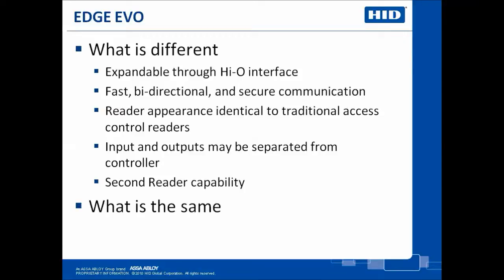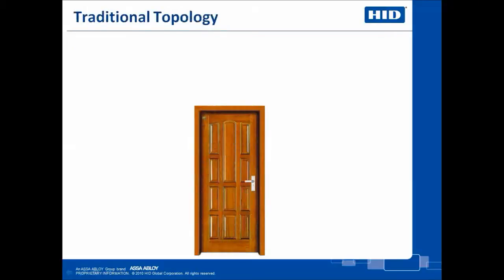The most compelling features of the previous generation have not been changed. Edge Evo maintains its open architecture design as well as its ability to be powered and communicated to through a single Cat5 cable. All PAX systems start with the need to secure a door.